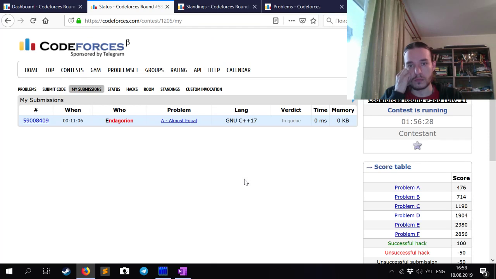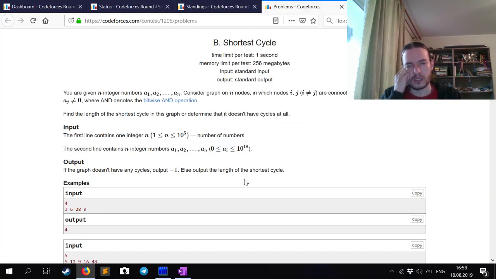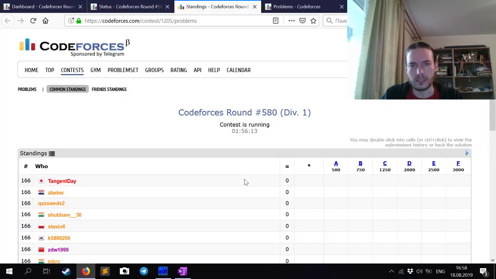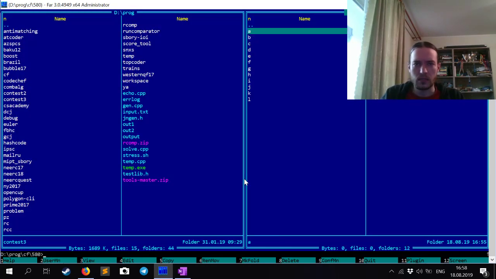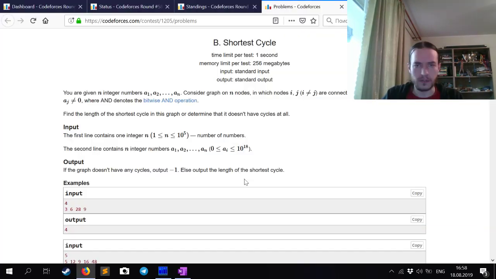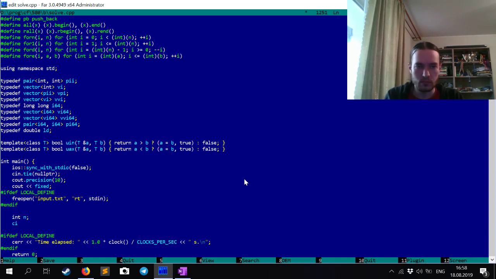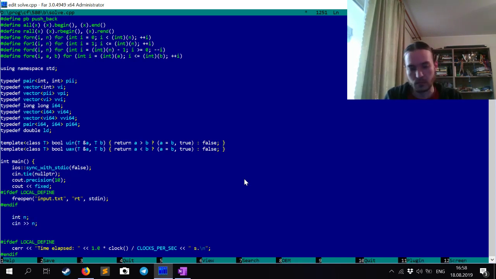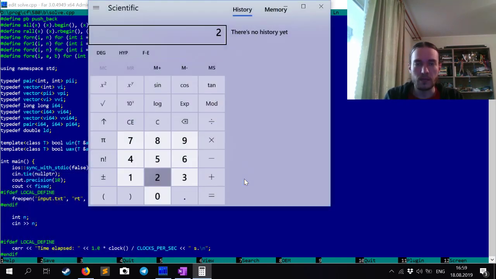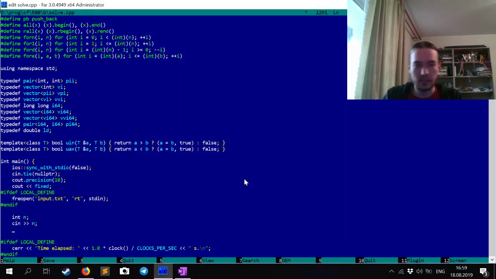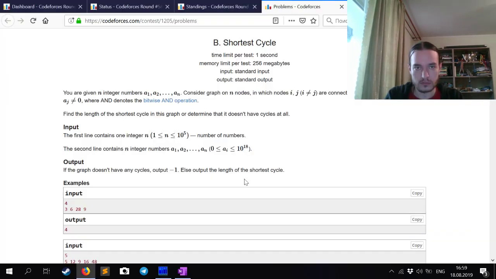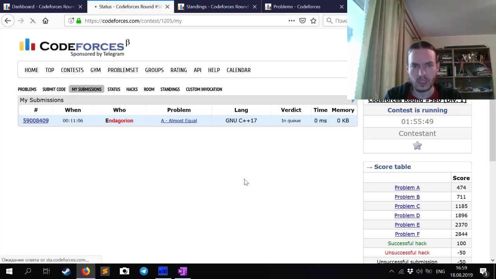Yep. Come on. How are we going to find the shortest cycle in a graph with 60 edges? Okay. The very least you could just go with these lists. Come on.